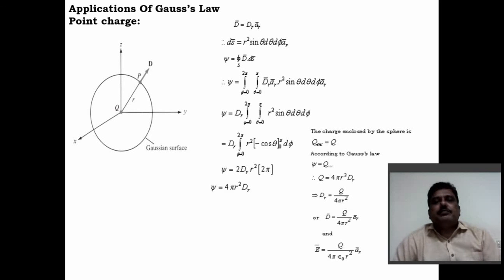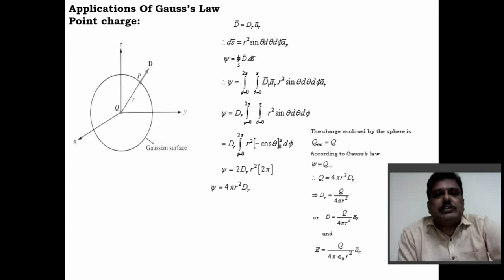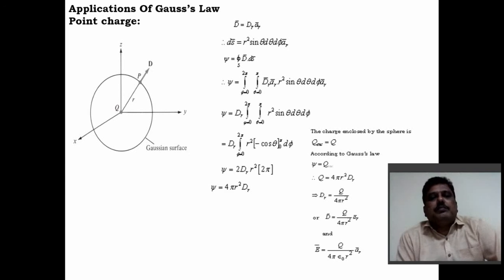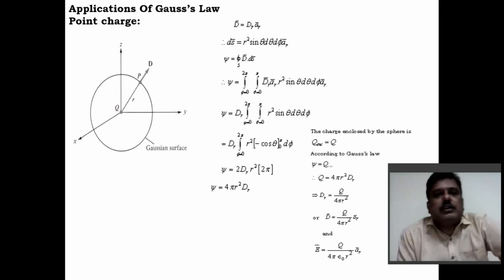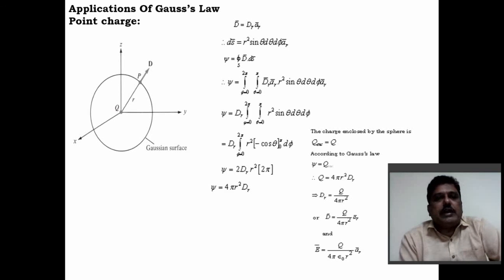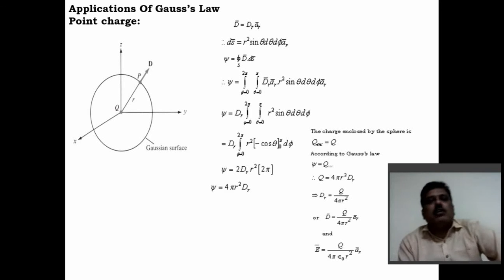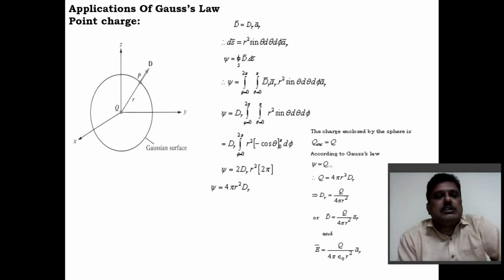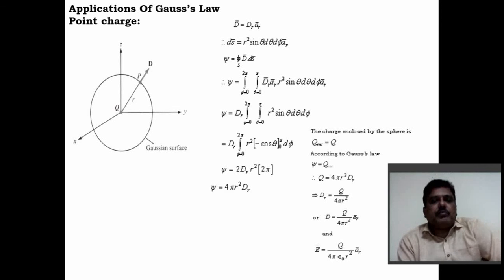So D bar equals Dr ar bar. The electric flux density will have its vector along the r direction. So D bar equals Dr ar bar, and the elemental surface on the Gaussian surface, dS bar, since it is perpendicular to the r axis, will definitely be lying on the theta and phi axes. So dS bar equals r square sin theta d theta d phi ar bar.